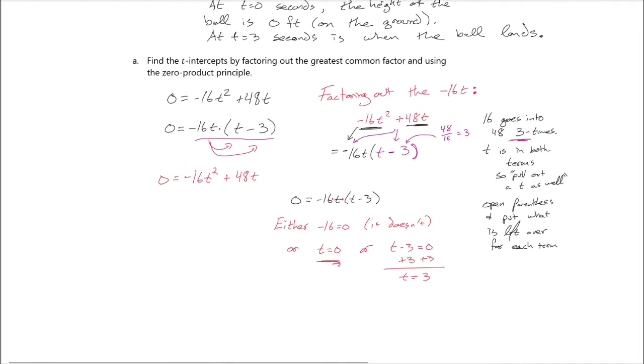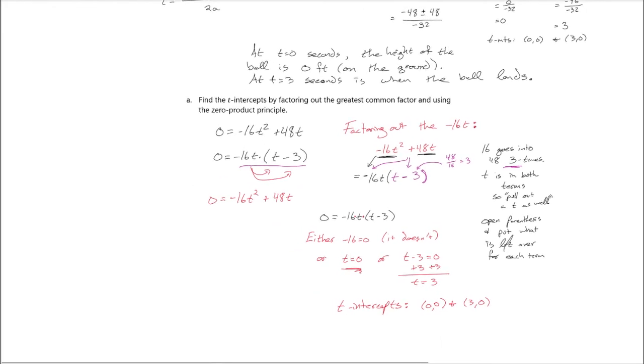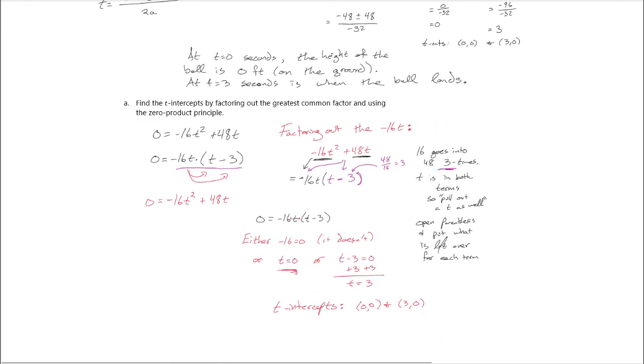And so once again, we get the t-intercepts. The t-intercepts are (0, 0) and (3, 0), just like we found in the previous part where we did this with the quadratic formula. Okay. That's pretty much it.